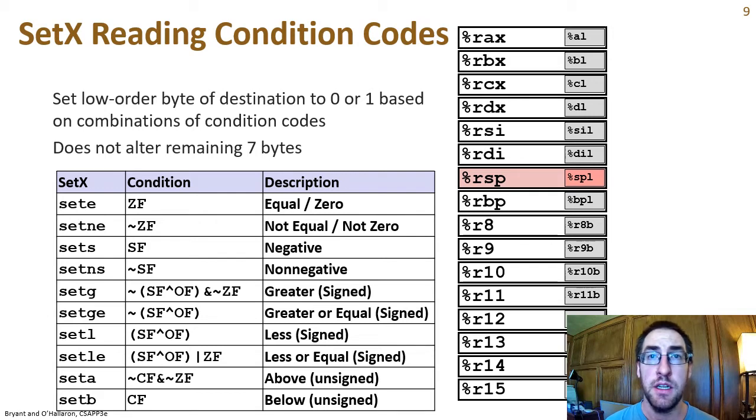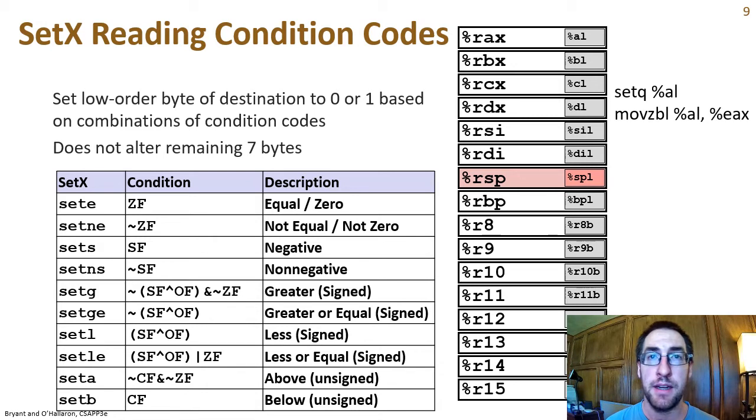After a set instruction, you will usually need to also clear the upper 7 bytes of the register so that the register holds only the result of the set instruction. The MOVZBL instruction does this. It stands for Move Zero Extend Byte to Long. Note that this is a 32-bit instruction, but it will set the upper 32 bits to 0 as well.